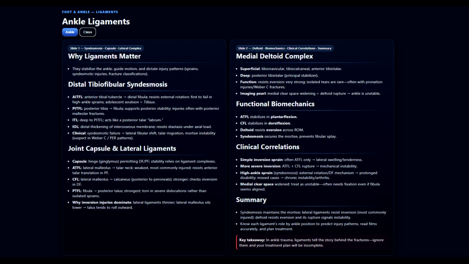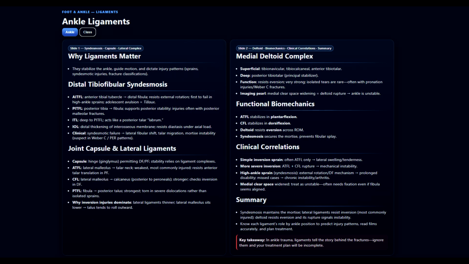Clinical correlations. Understanding these ligaments is essential in practice. A simple inversion sprain may involve only the AITFL, producing lateral swelling and tenderness. A more severe inversion injury may rupture both the AITFL and the CFL, producing instability. Complete disruption of the lateral ligaments with or without syndesmotic injury results in gross instability and often requires surgical repair.